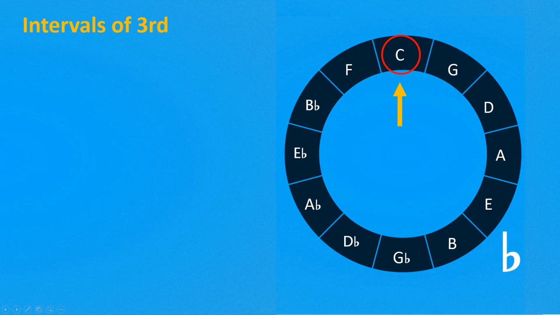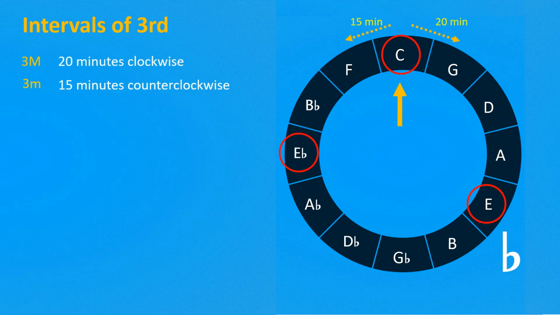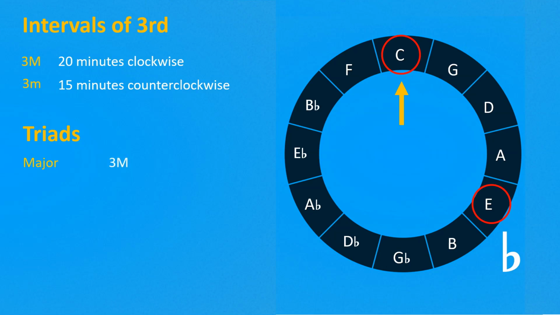Trick number 20. Triads. To get the intervals of third, you have to move 20 minutes clockwise for the third major. You have to move 15 minutes counterclockwise for the third minor. Triads are composed by two intervals of third. The major triad has a third major and third minor. The minor triad has a third minor and a third major. The diminished triad has two third minor. The augmented triad has two third major.